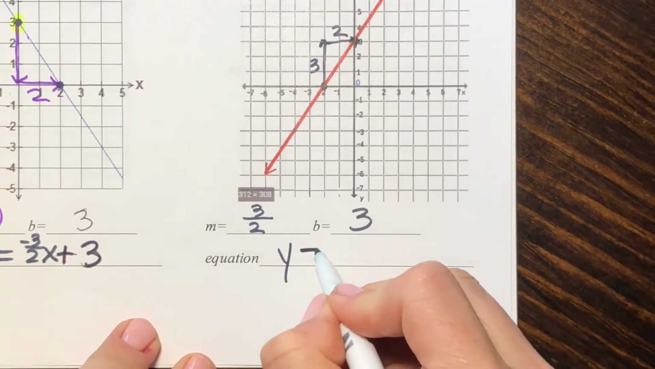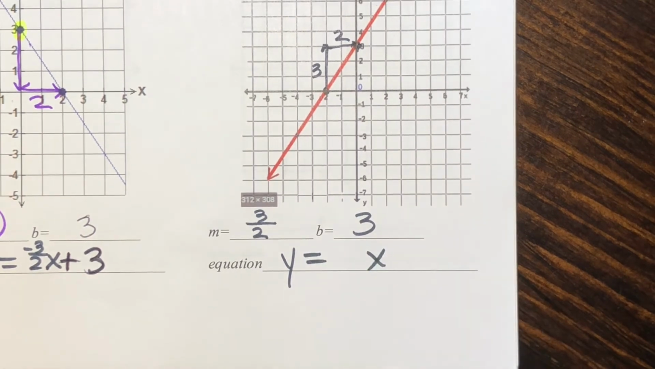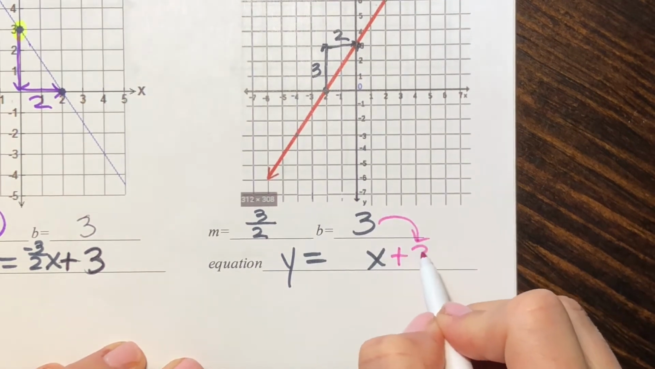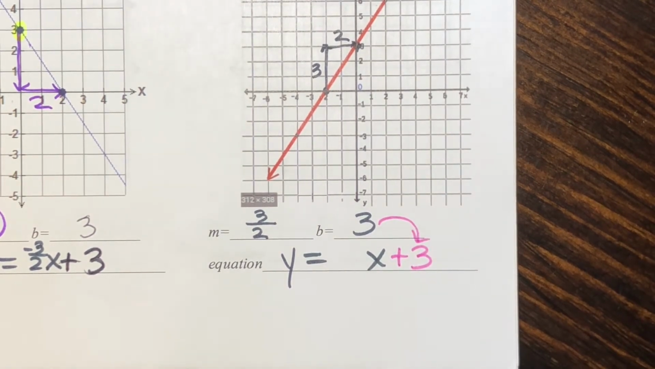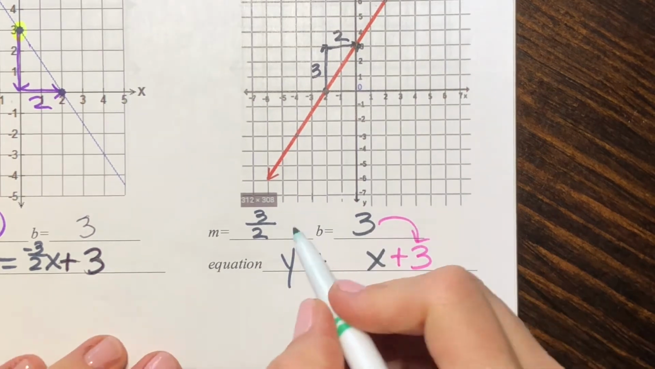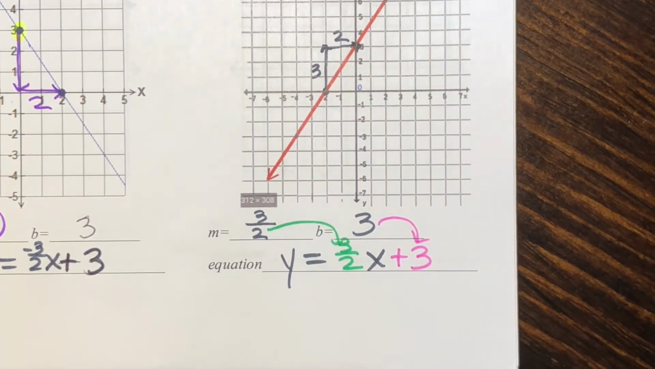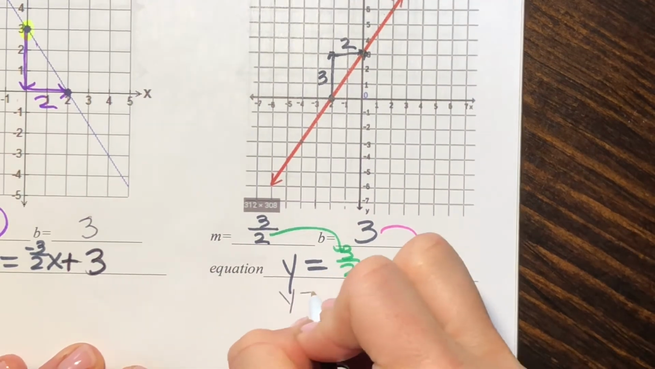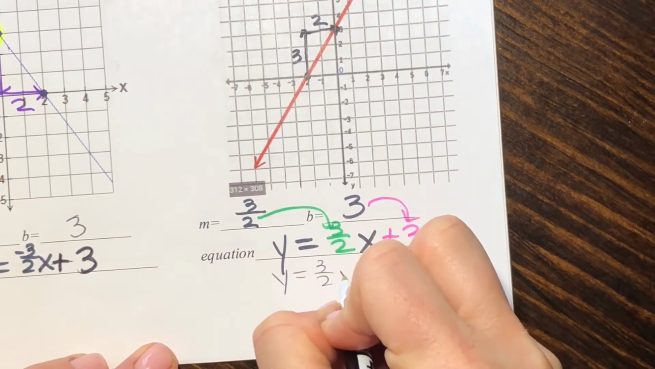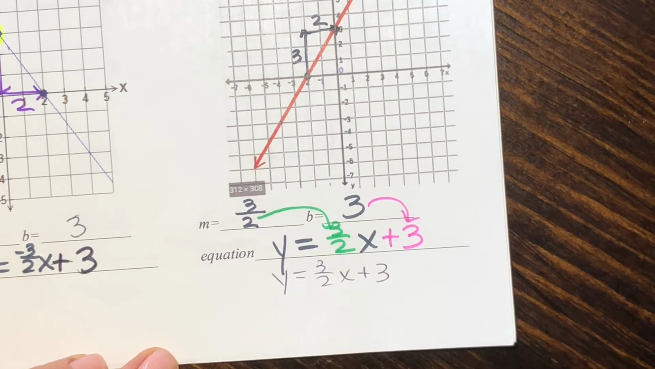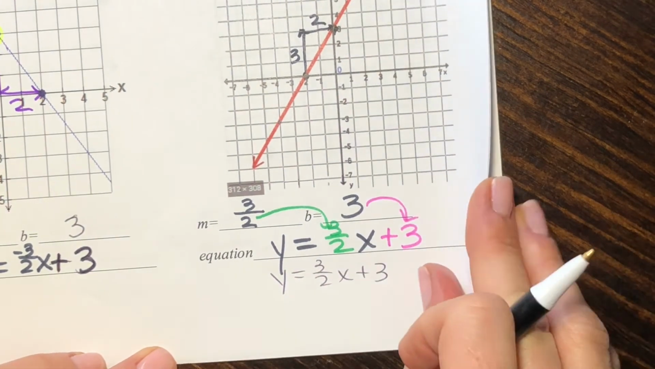And if you look at it as y equals mx plus b, then this +3 is your b. And don't forget that your x has to be there, and this is your 3 over 2x. So I know it might be hard to see full of color, but y equals 3 over 2x plus 3, okay? Let's try a couple more examples.